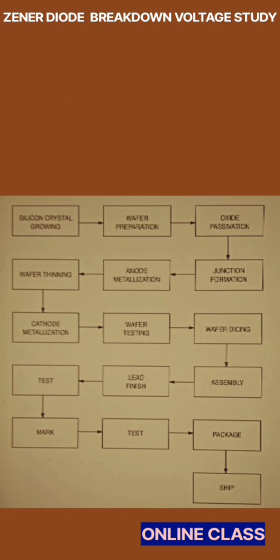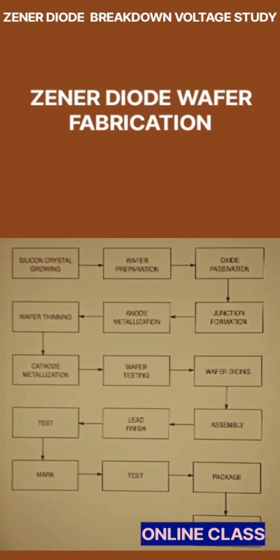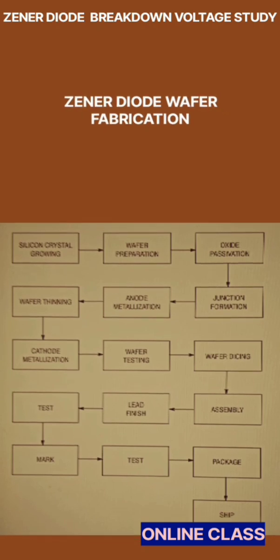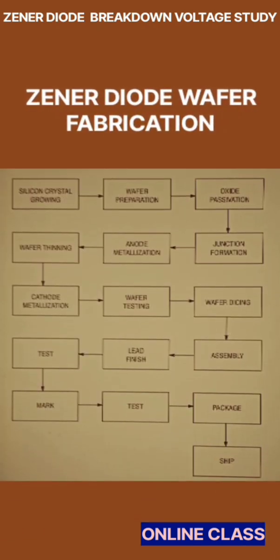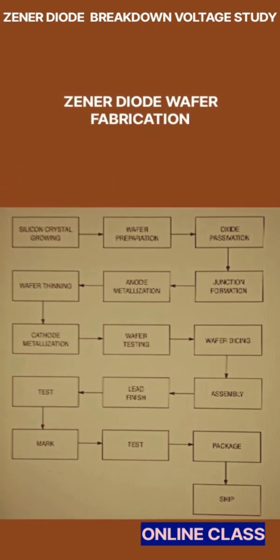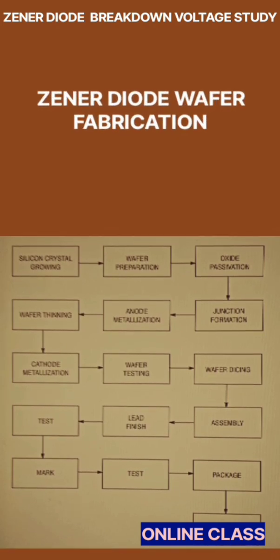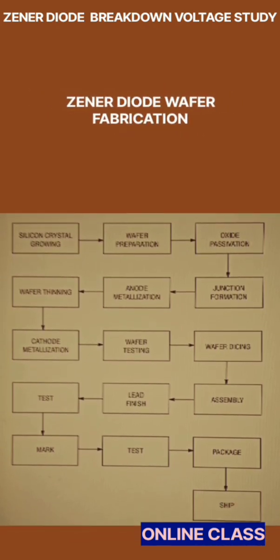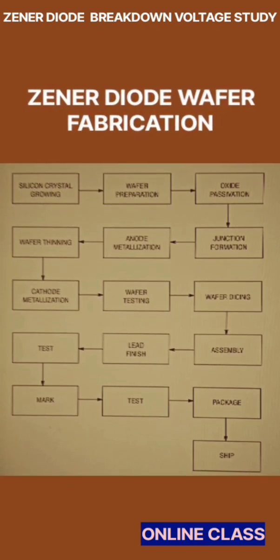Next is zener diode wafer fabrication. The main stages in the production of zener diodes are illustrated in the process flow shown in the figure. It is essential to note that the manufacturing process can differ among various manufacturers and also depends on the specific type of zener diode being produced. These variations are influenced by the required packaging and the desired electrical characteristics.